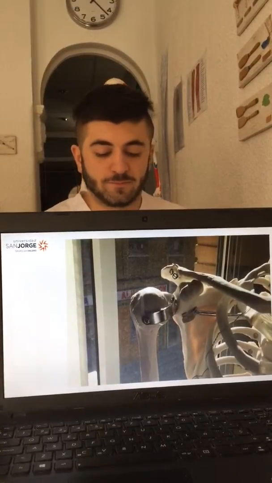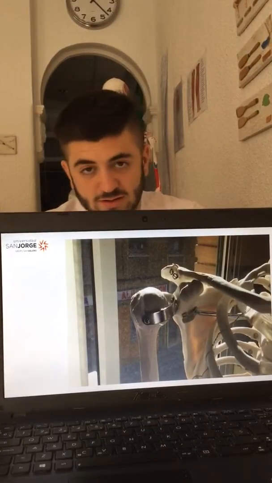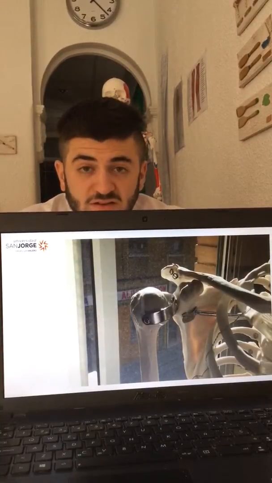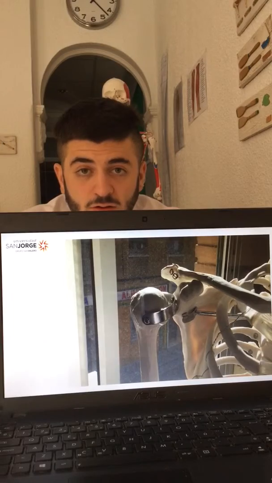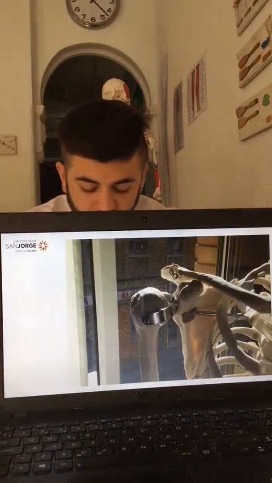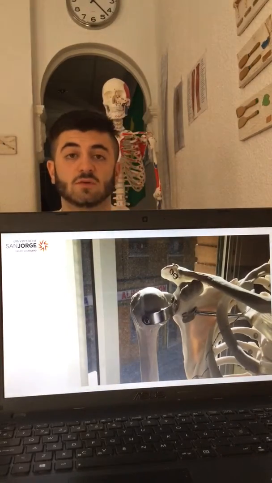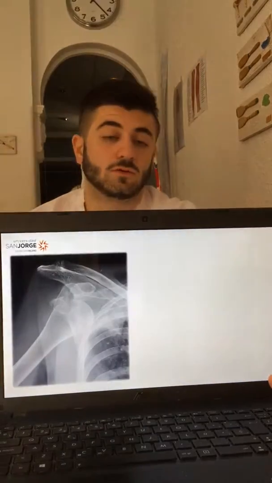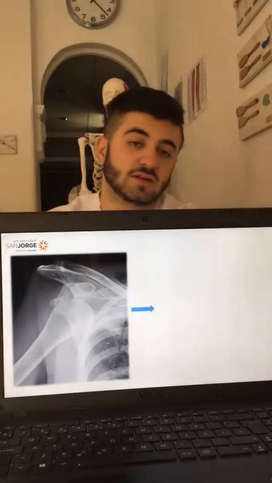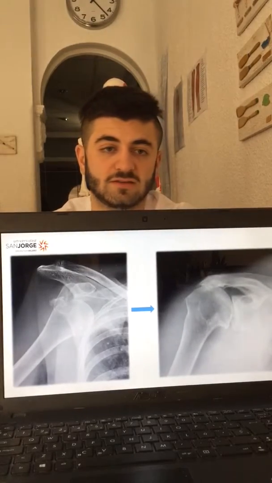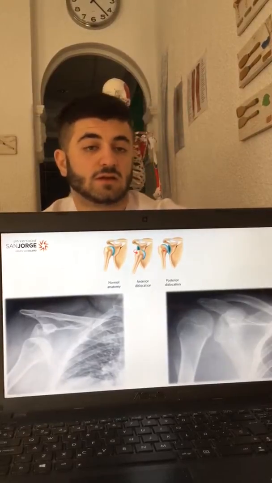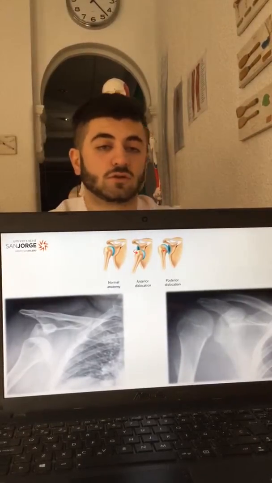Then we can classify this injury into parts: the partial dislocation, the subluxation, and the full dislocation. The subluxation is when the head of the humerus goes out of the glenoid cavity and then returns into place, and the full dislocation is when the head of the humerus doesn't return into place.